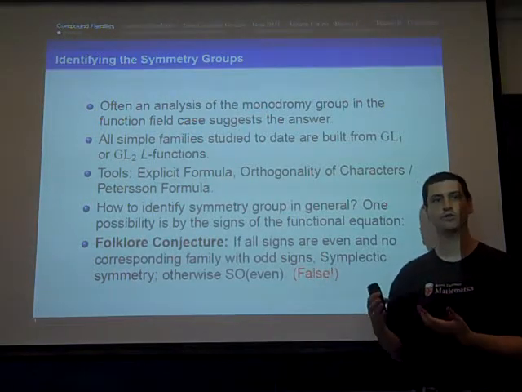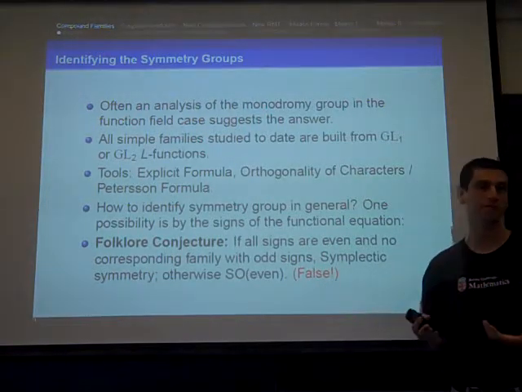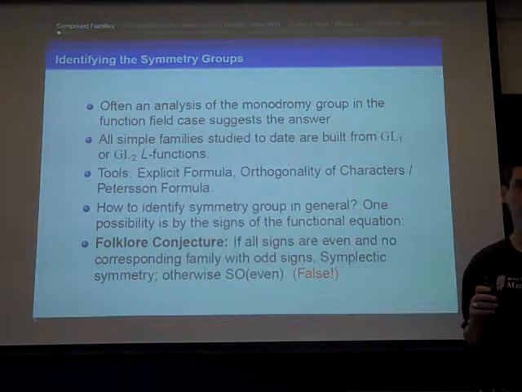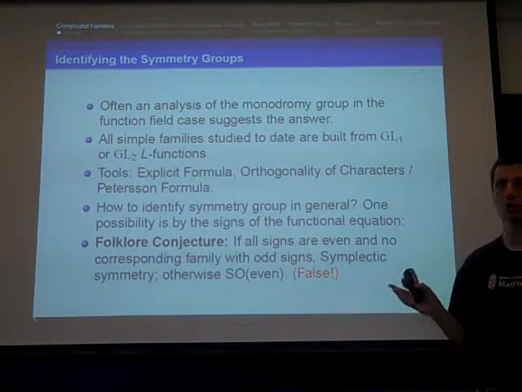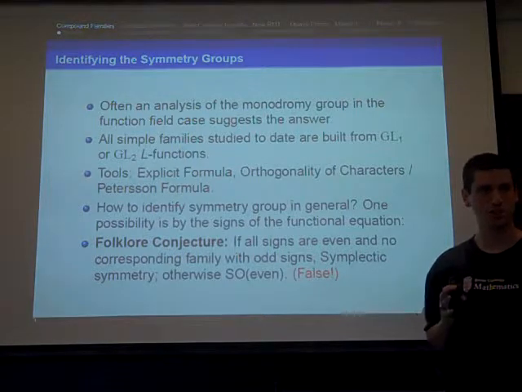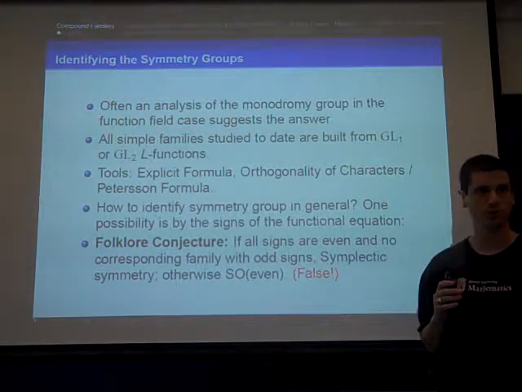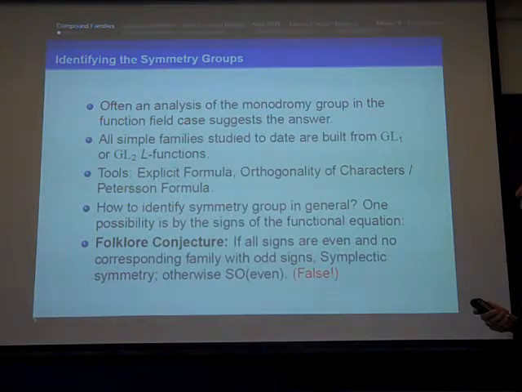It's an orthogonal family that's been split. And the symplectic family is when there's nothing that you've split from. It turns out that that conjecture is false. There are families where all the signs are even, it's not split from a corresponding family. And it turns out to be SO even. And you have the other cases as well.